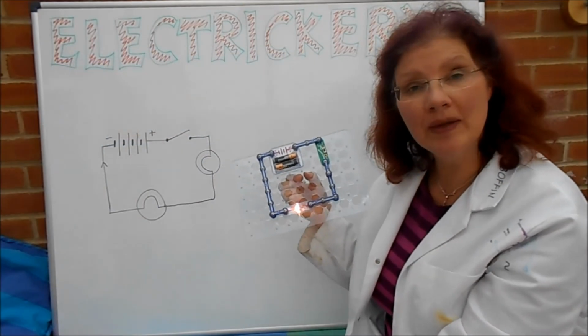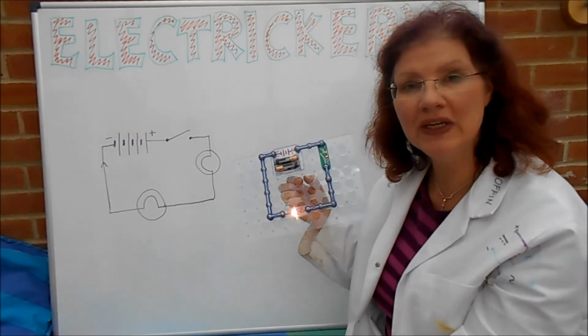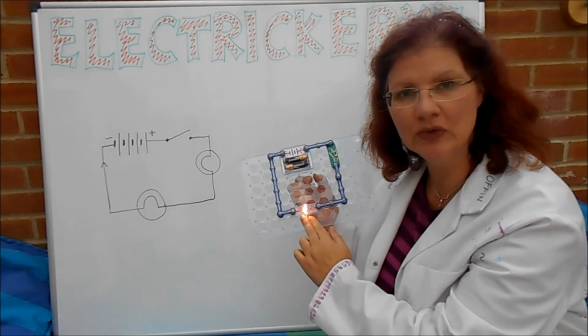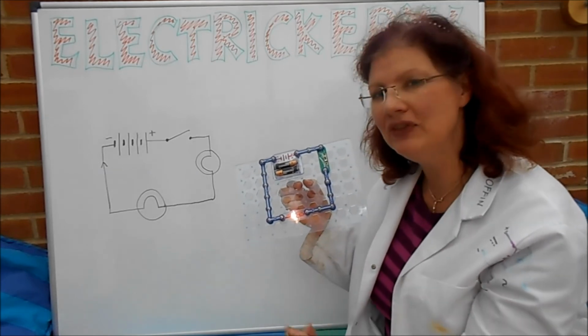So that's what's happening with the electricity. It's being shared between the lights. Sometimes one bulb has it all to itself, or if you have 2 bulbs, they have to share it.